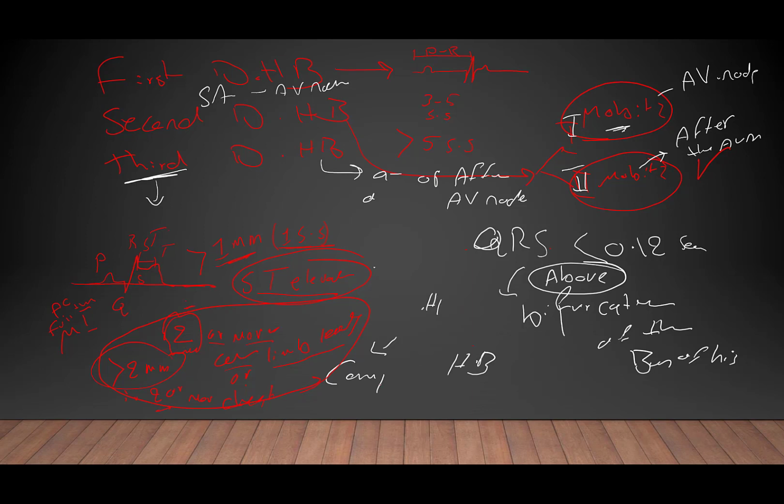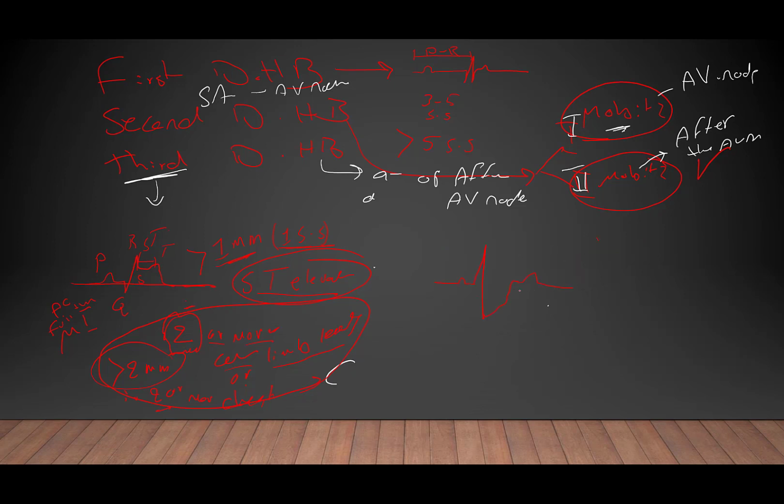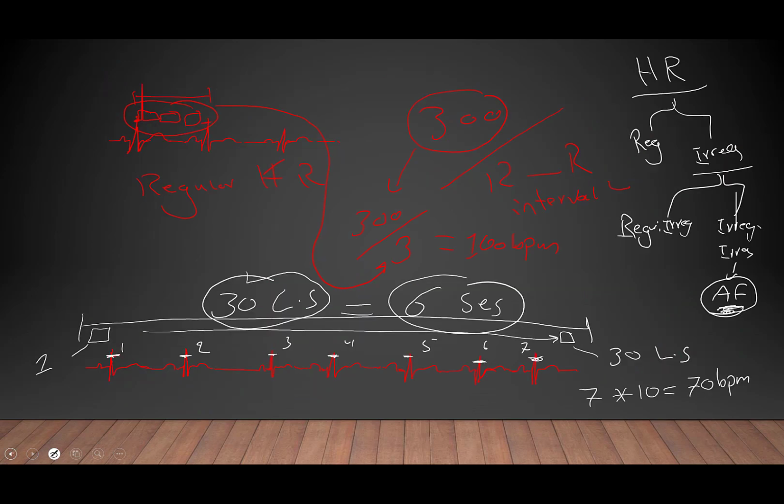On the other hand, we have ST depression. For example, here we have ST. This is ST depression. This is the isoelectric line. It means more than 0.5 millimeter in more than 2 contiguous leads, which indicates myocardial ischemia. Okay, this is important, about the ST elevation and depression.